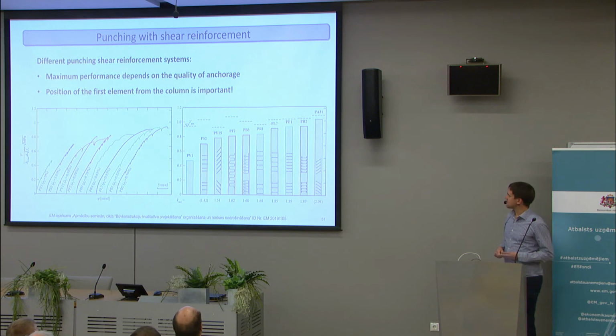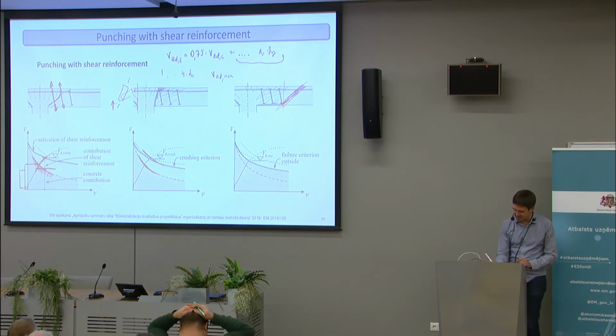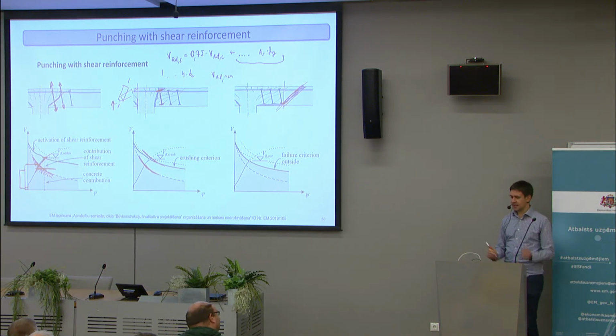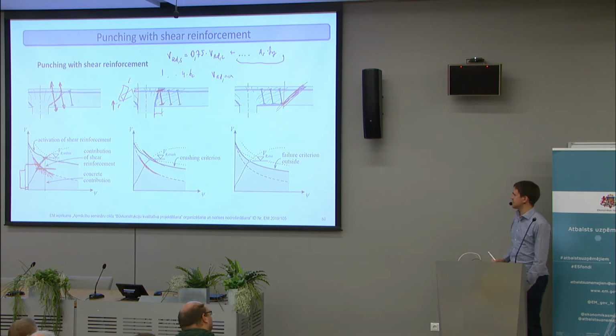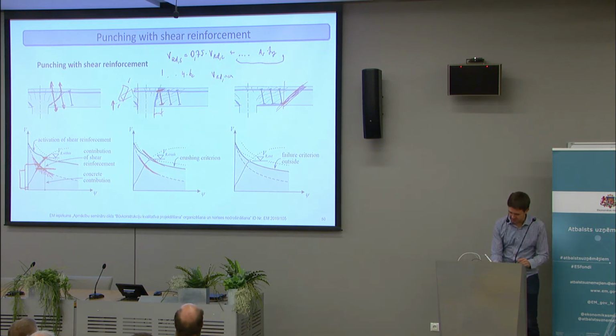Now, different shear reinforcement systems, it turns out they're not totally different, because the important thing about shear reinforcement systems is the anchorage of the first element, especially the top anchorage, but also the bottom anchorage. And also the quality of placement, the location of the first shear reinforcement element, is very critical, because this determines how steep the crack is.